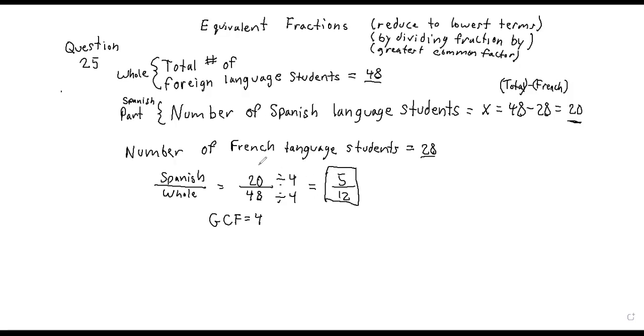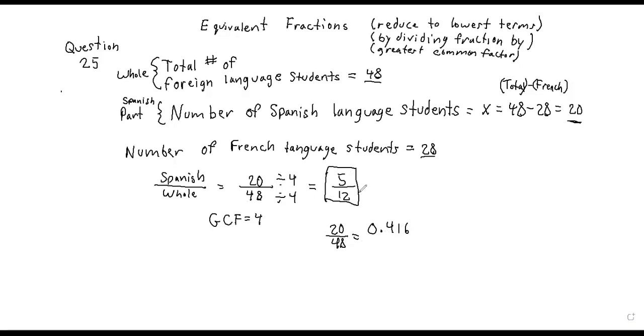Now, how do we know 20 over 48 and 5 over 12 are equivalent? Because the ratio value should be the same for all equivalent fractions. If we divide 20 by 48 and we divide 5 by 12, we should get the same number. Let's do it in the calculator. 20 divided by 48 gives us a ratio value of 0.416, and then the 6s repeat for a while, then it stops at 7.